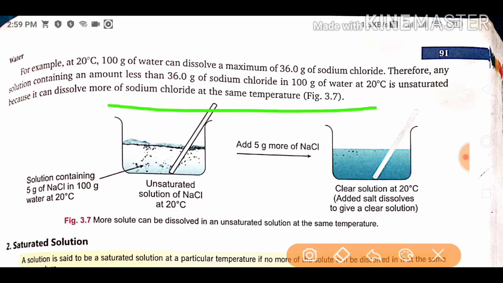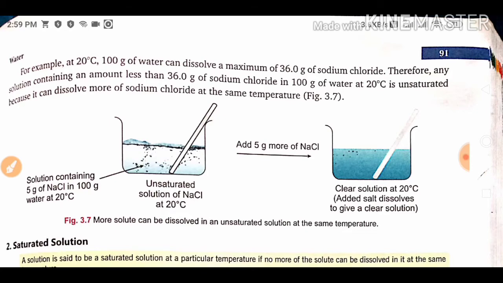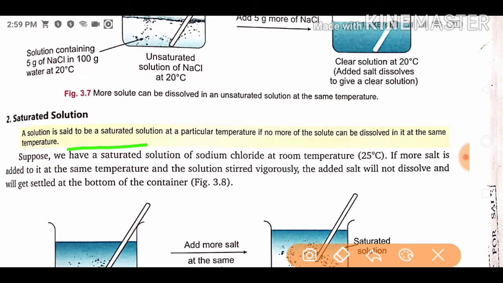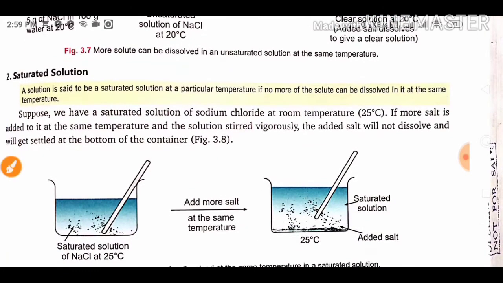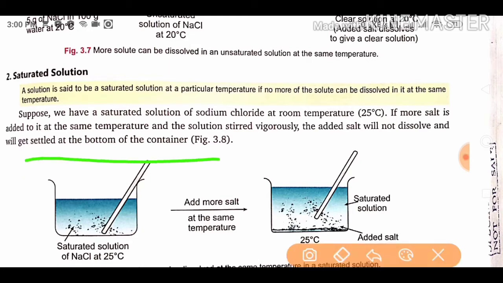Now the saturated solution. A solution is said to be a saturated solution at a particular temperature if no more solute can dissolve in it at the same temperature. Suppose we have a saturated solution of sodium chloride at room temperature, 25 degrees centigrade. If some salt is added to it at the same temperature and the solution is stirred vigorously, the added salt will not dissolve and will settle at the bottom of the container.